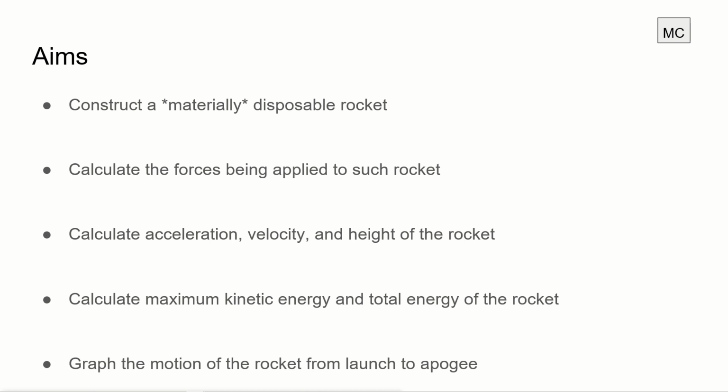Calculate the maximum point of kinetic energy being exerted from the rocket, along with the total energy / potential energy of the rocket. And finally, graph the motion of the rocket, including the velocity, the acceleration, and the height of the rocket at certain intervals, from launch to apogee.